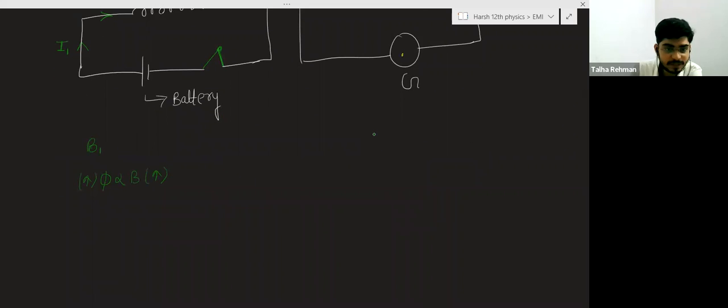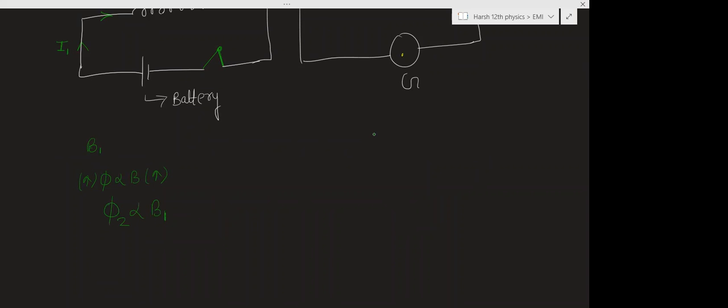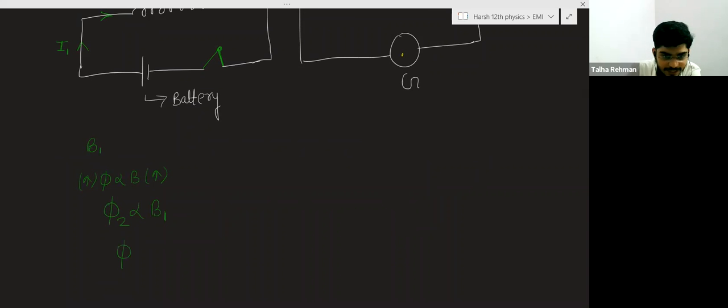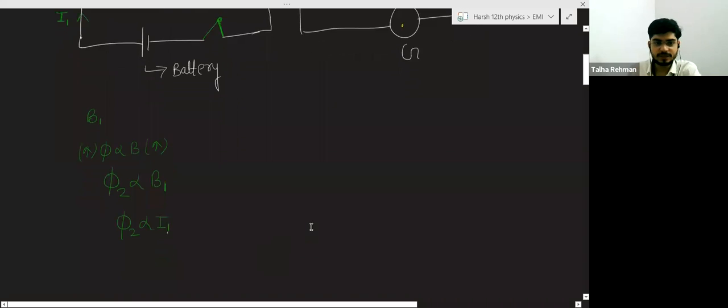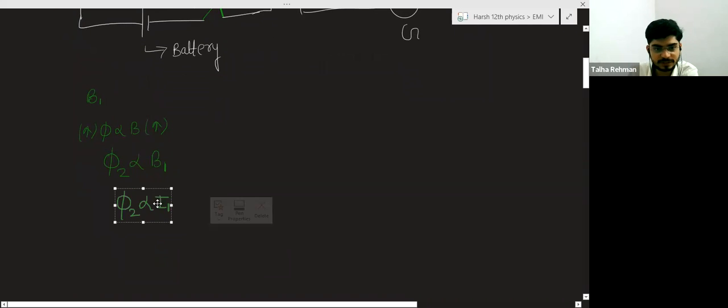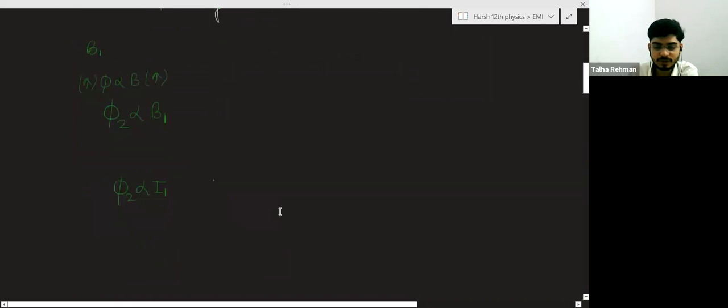So what will you say? The magnetic flux for the second coil is directly proportional to the magnetic field due to coil 1. Or we can say this magnetic flux is directly proportional to the current in coil 1, because the magnetic field is directly proportional to the current. This thing you should know. This is important.